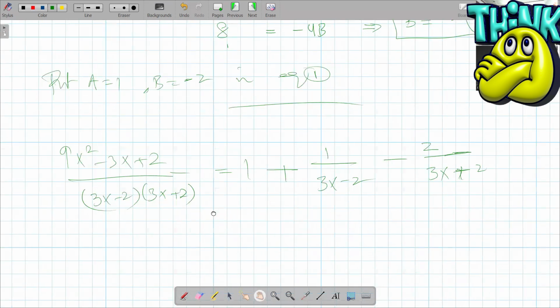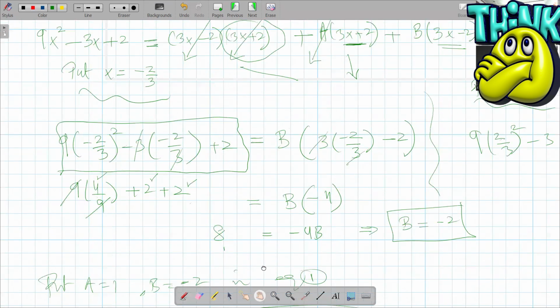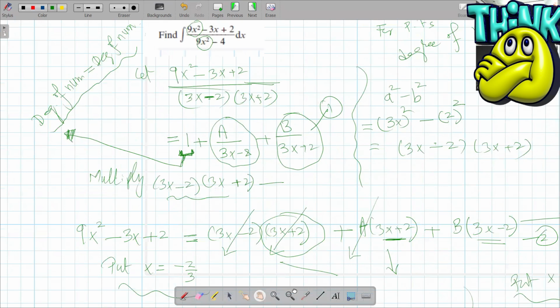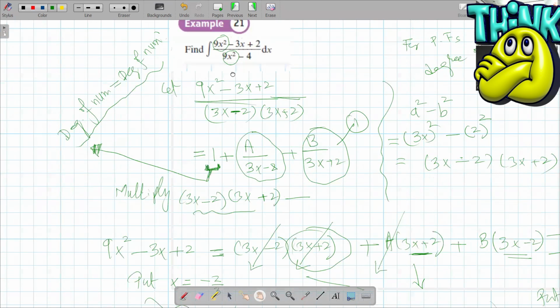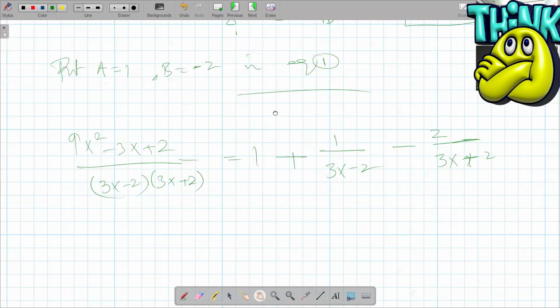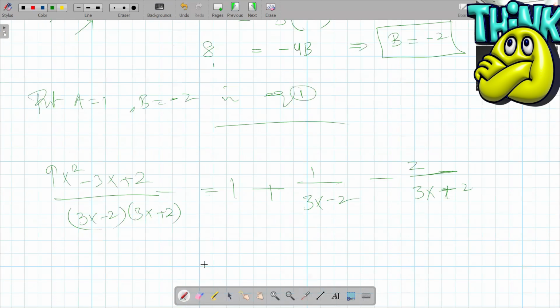After putting in equation 1, let's check it again. 3x minus 2 upon 3x plus 2. Oh yeah, that's fine. That is absolutely fine. So we have resolved into partial fractions directly without division. These are the partial fractions. If you do it with division, then the result will be the same.